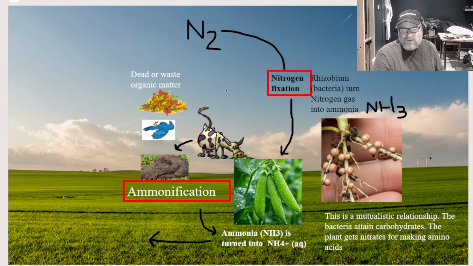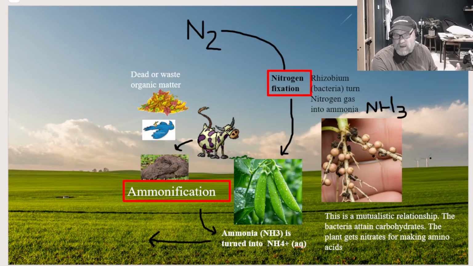Right, so here's our little cow having a munch, eating some plant material, and then passing out some waste, or the animal dies like this dead bird, or leaves fall off a tree, plants die, and this organic waste is decomposed into NH3 and then into NH4+, and this is known as ammonification.